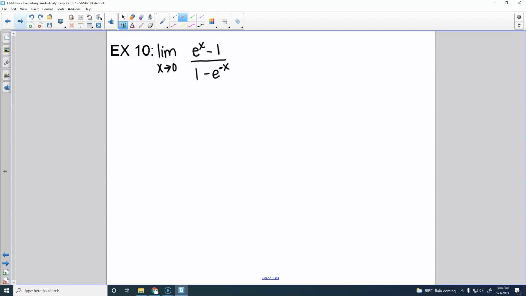Let's go to... Oh. Okay. We're going to do these last two fast. So, if I plug in 0, e to the 0 minus 1 over 1 minus e to the negative 0 is going to be 1 minus 1 over 1 minus 1, which is 0 over 0. I'm plugging it in. I'm doing direct substitution. Hold up. It's the first step. That's why we gotta do what we gotta do.